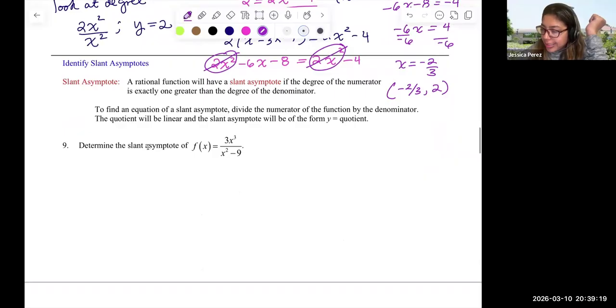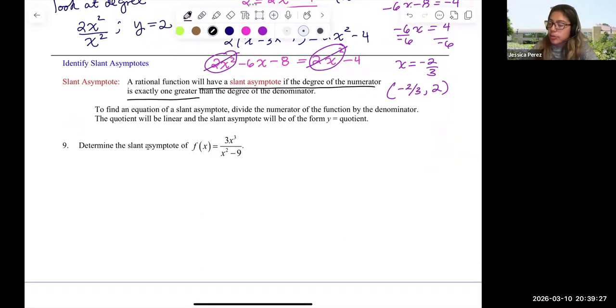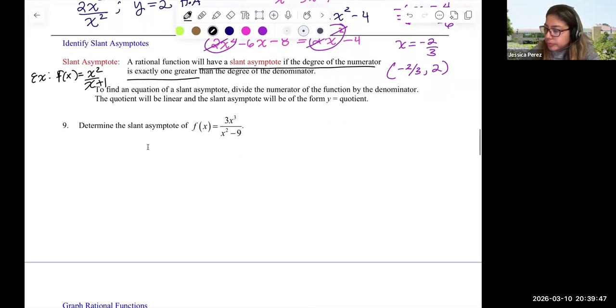How do we identify slant asymptotes? A rational function will have a slant asymptote if the degree of the numerator is exactly 1 greater than the degree of the denominator. So what would be an example? If f of x is equal to x squared over x plus 1. See how the numerator is 1 more than the denominator? So what we want to do is create a quotient, and the slant asymptote will be an equation. So what does that mean?